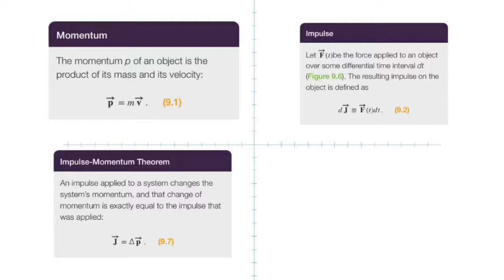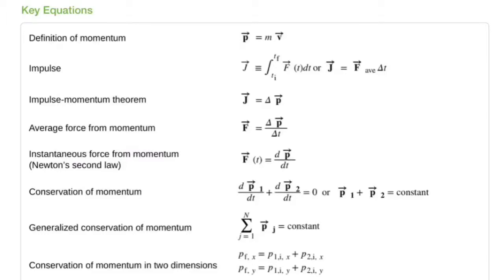Momentum is the product of mass and velocity. Impulse can be calculated in two ways, either as the product of force and time or as the change in momentum. Here are the important equations that we have gone over several times.